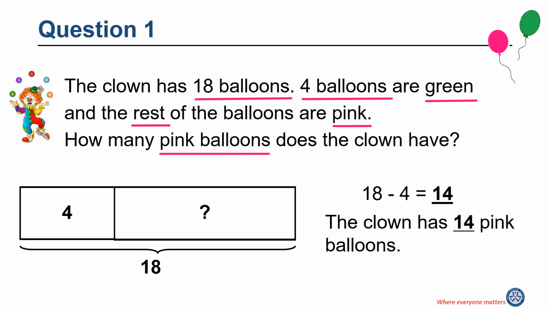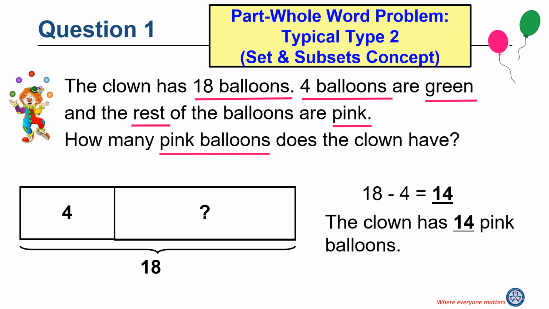What is the question type of this word problem? Parents, please pause the video while you attempt the question. Press resume whenever you are ready to check the answer. In this question, the clown has two types of balloons, green and pink balloons. He has a total of 18 balloons. 4 of them are green and the number of pink balloons is unknown. This word problem is a typical type 2 part-whole word problem which involves the set and subsets concept.